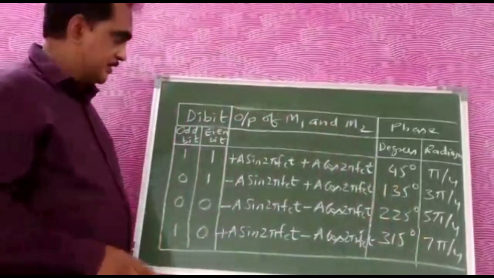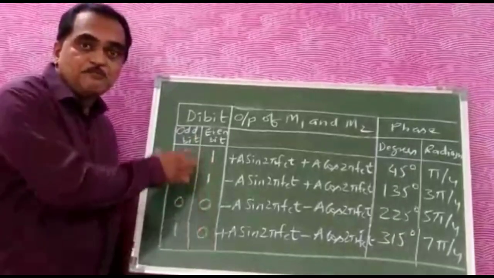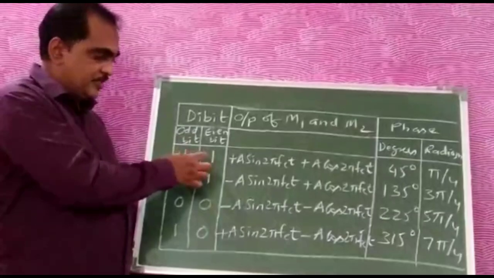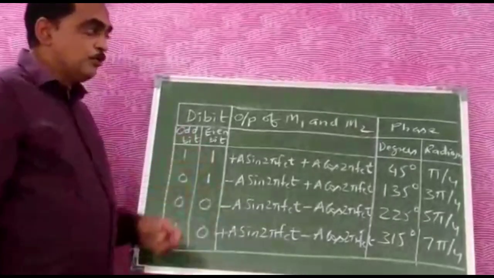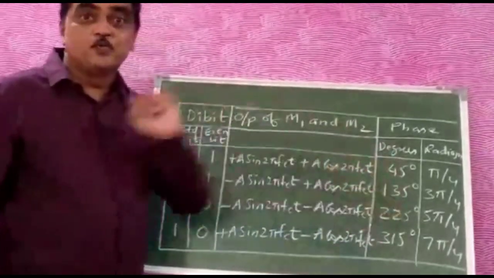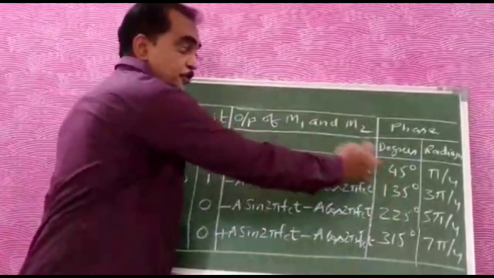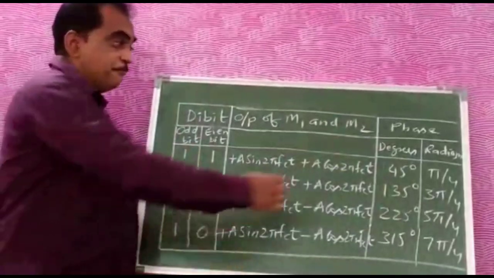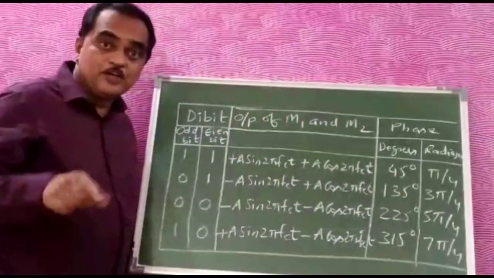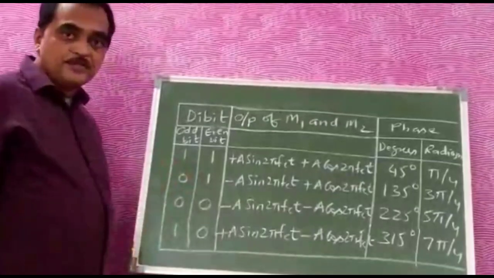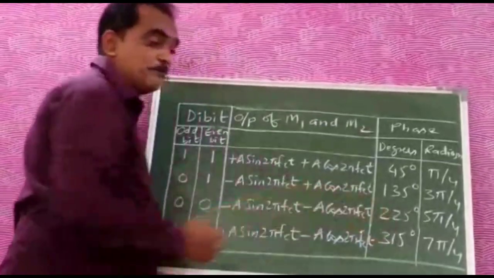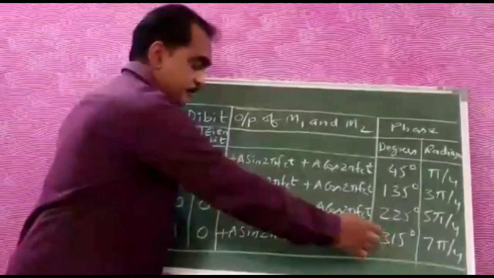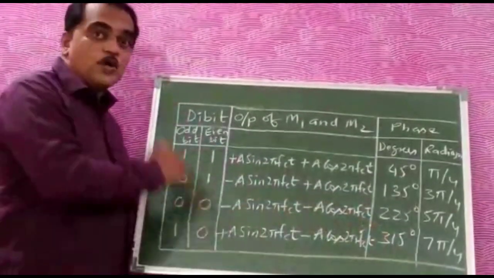That means these 4 combinations of binary data, which are pairs of bits, will give you 4 types of phase shifts at the output. So if there is a phase shift of 45 degrees, then you should understand the data was 1, 1. If the phase shift is 135 degrees, then the data was 0, 1. If the phase shift is 225 degrees, the data was 0, 0. And if the phase shift is 315 degrees, then the data was 1, 0.